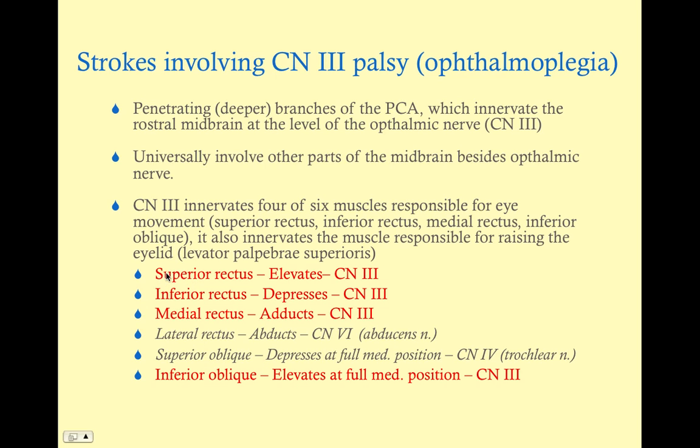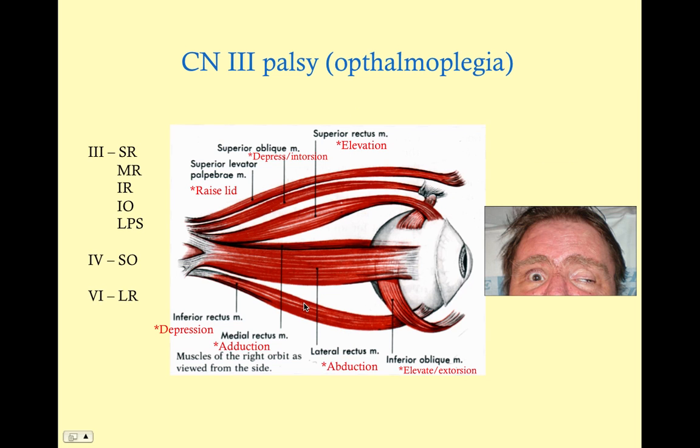Okay, so why is this important? If you lose CN3 and all you've got is CN6 and CN4, then all you've got is your lateral rectus and your superior oblique. So the eye is going to move out because it's going to be abducted. You've lost all your other rectuses, and your superior oblique is going to depress it. So you can still abduct and depress, and that's all you're going to do because your other muscles just become limp. And so what you get out of that is the down and out eye.